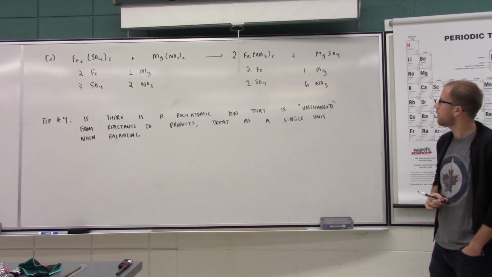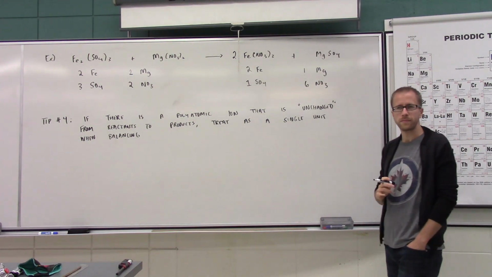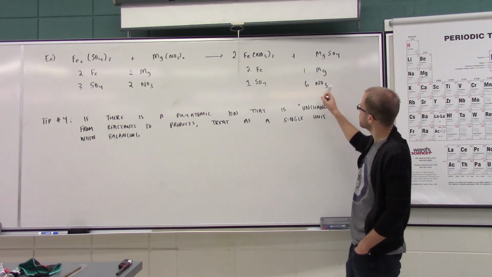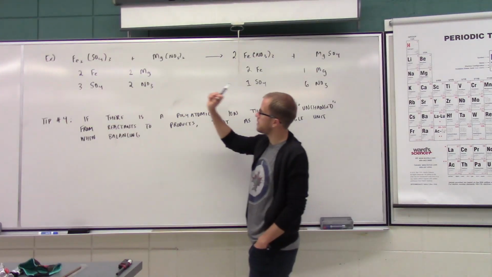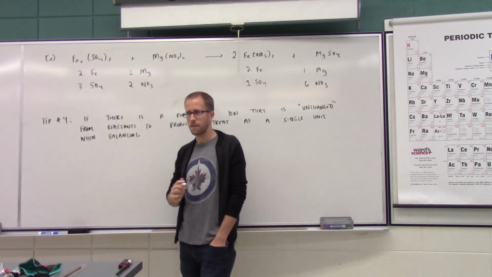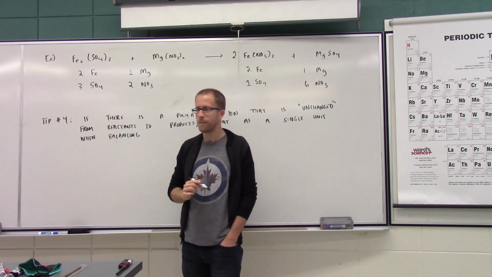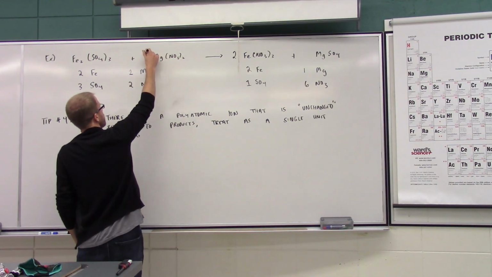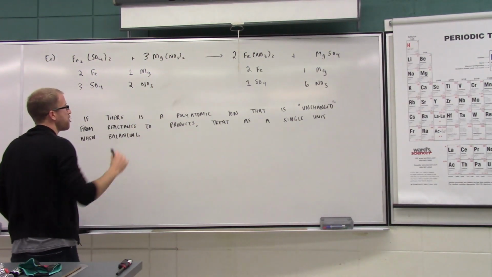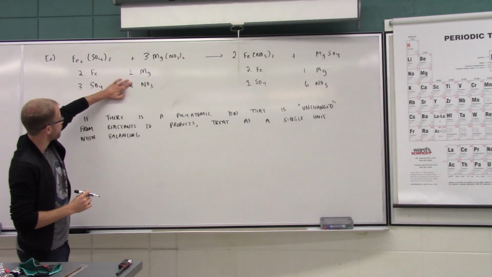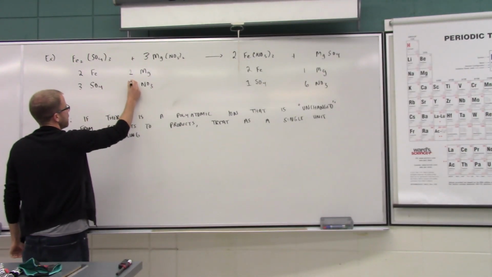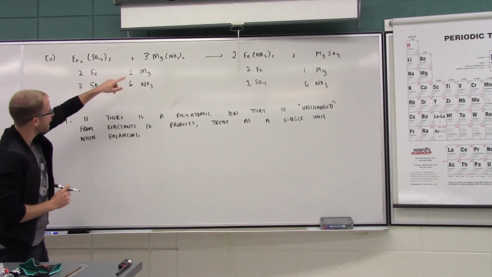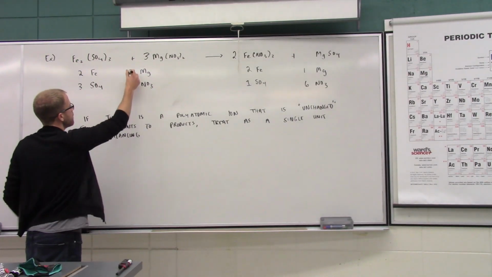Alright, let's balance out our nitrates. Why not? So I have 6 on this side. How do I get 6 on this side? Put a 3 in front of the magnesium nitrate? Excellent. We put a 3 there. Now we have 6 nitrates, and we have 3 magnesiums.